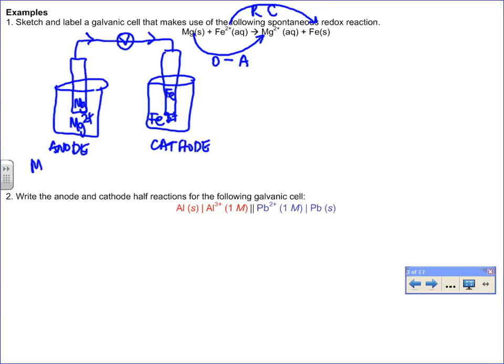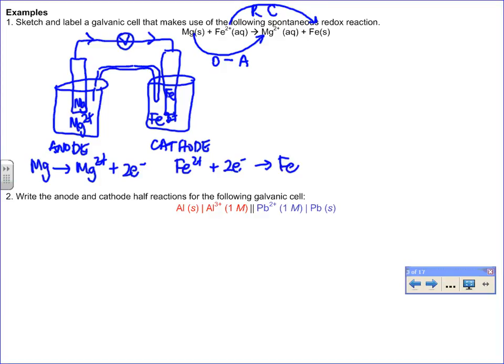We can show the reaction. So the magnesium here is losing electrons. So that's the reaction that's occurring at the anode, and the reaction that's occurring at the cathode is the reduction of iron ions to Fe. Now we also need to show a salt bridge because this reaction would not occur without a salt bridge.